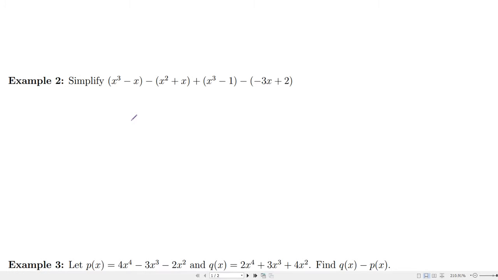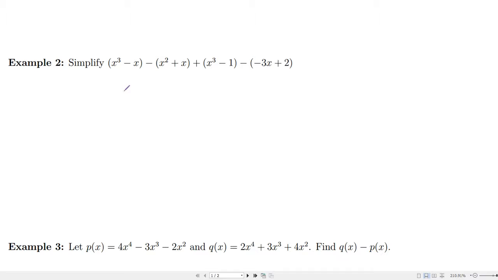All right, so now let's simplify the following. So we're going to subtract x squared plus x from this polynomial, x cubed minus x, and then we'll add x cubed minus 1, and then we'll subtract minus 3x plus 2. So first, let's simplify by distributing in those minuses. So this minus will get distributed, and we'll have minus x squared minus x.